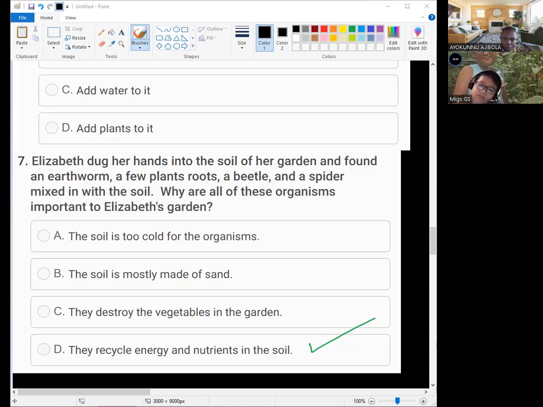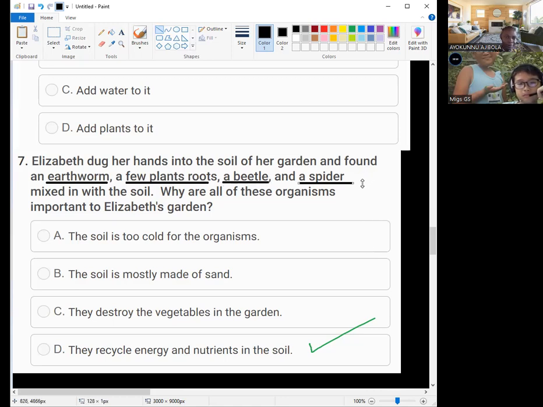Let me see. So what I'm trying to say is this. If you dig your hand into the soil, you find some things there, like this, like this, like this, and like this, okay? So if you dig your hand into the soil of your garden at home, what are the things you are likely to find there? Maybe earthworm, plant roots, beetle, and spider. Okay?